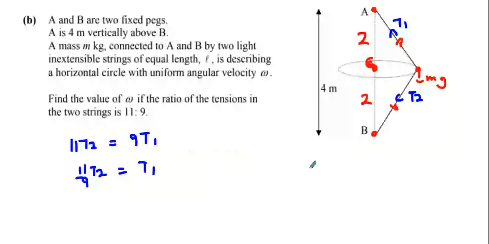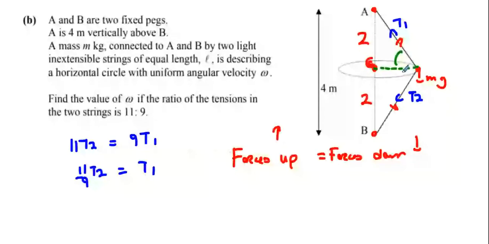Well, there's two formulas we're going to use. First of all, we're going to use forces up. Forces up must equal forces down, because it's not sinking, it's staying at the same height. Because it's an isosceles triangle, we can call this angle X, and this is also angle X, because they're two congruent triangles. No big deal there.